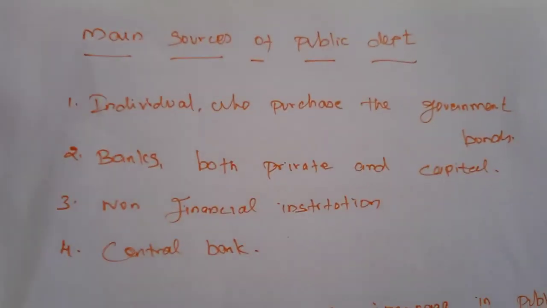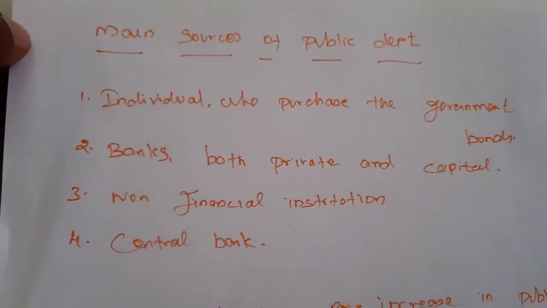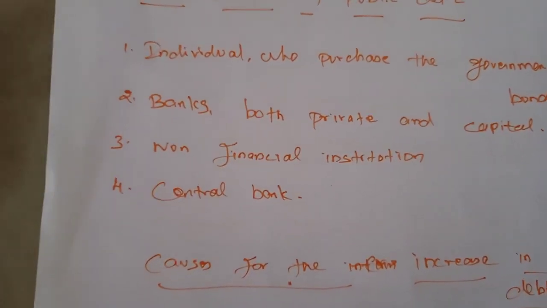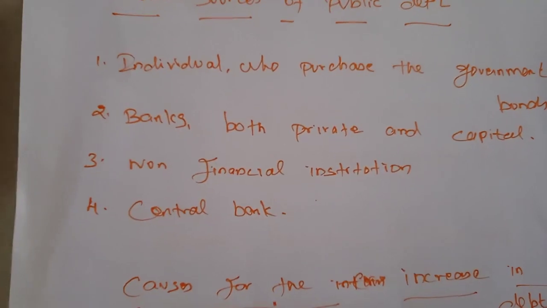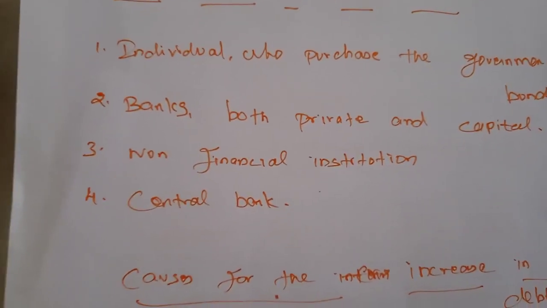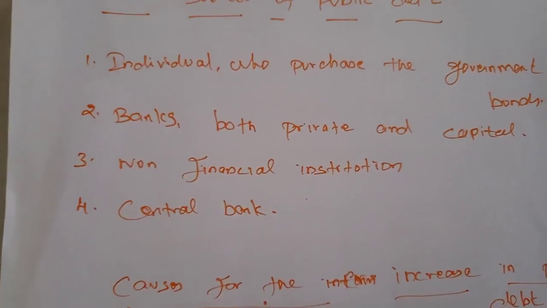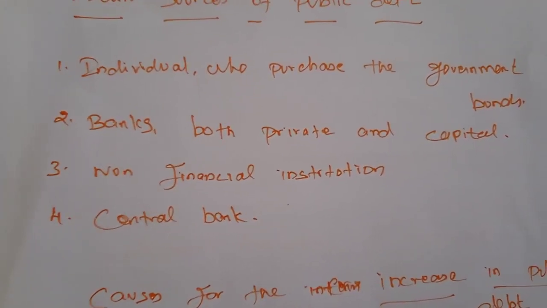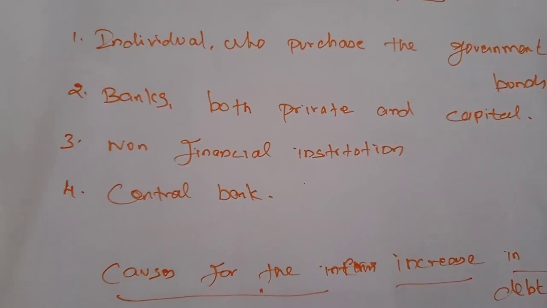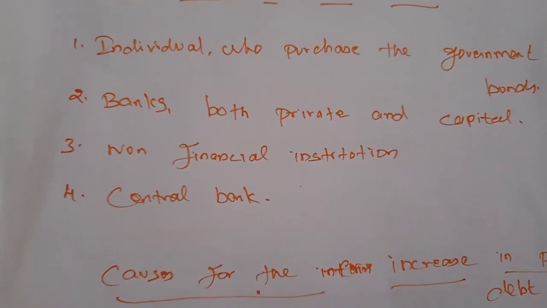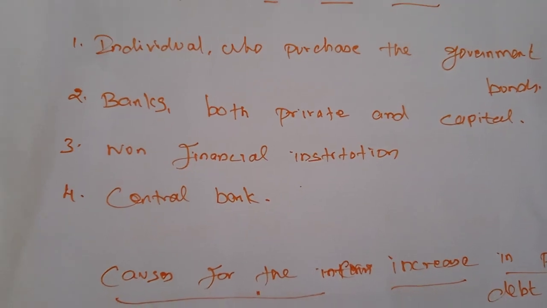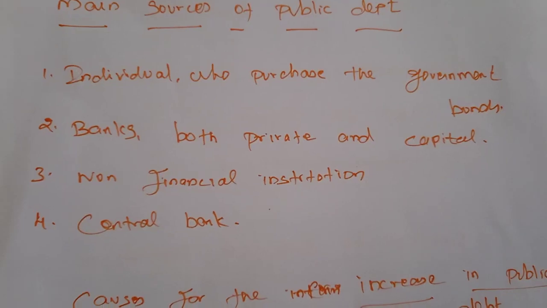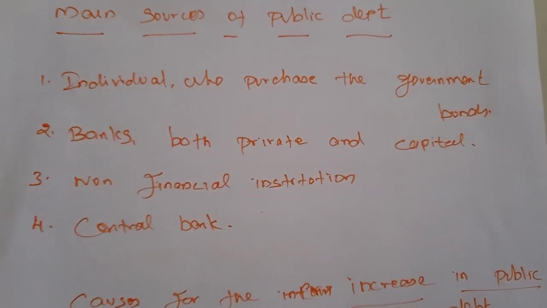Here, the government also has some sources for borrowing the money. That is the public debt. First, the individuals who purchase government bonds and securities. Individual persons also have the right to purchase the securities and bonds from the government. So when the government sells the securities, the individual persons can pay the money to the government, and the government can easily take that amount as a public debt.